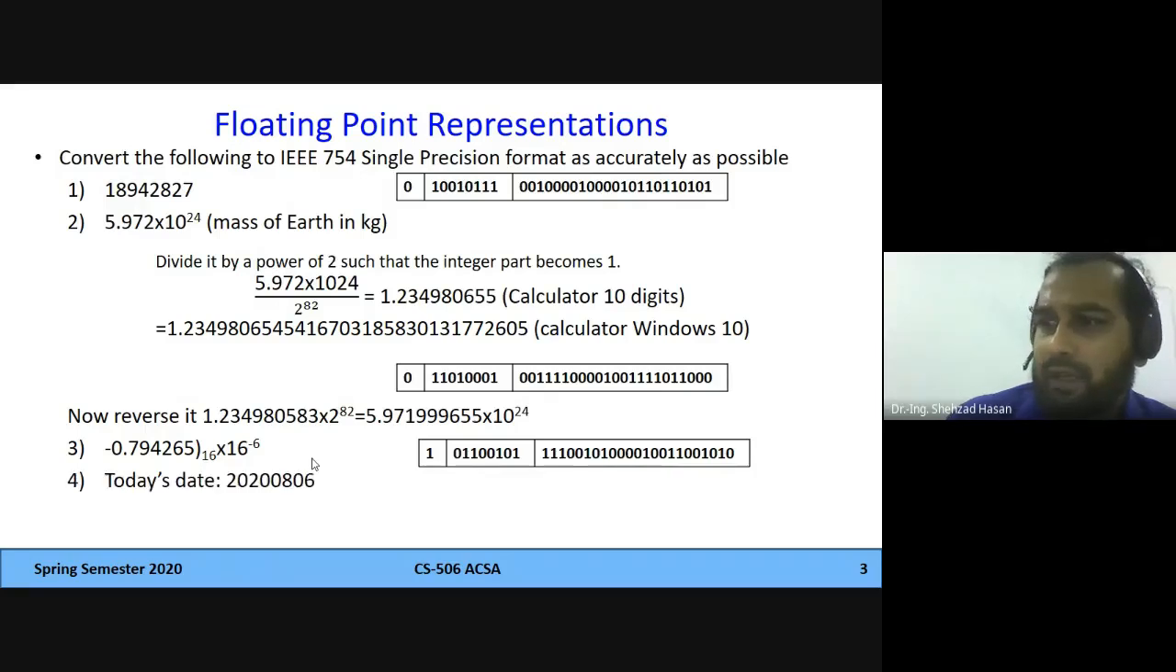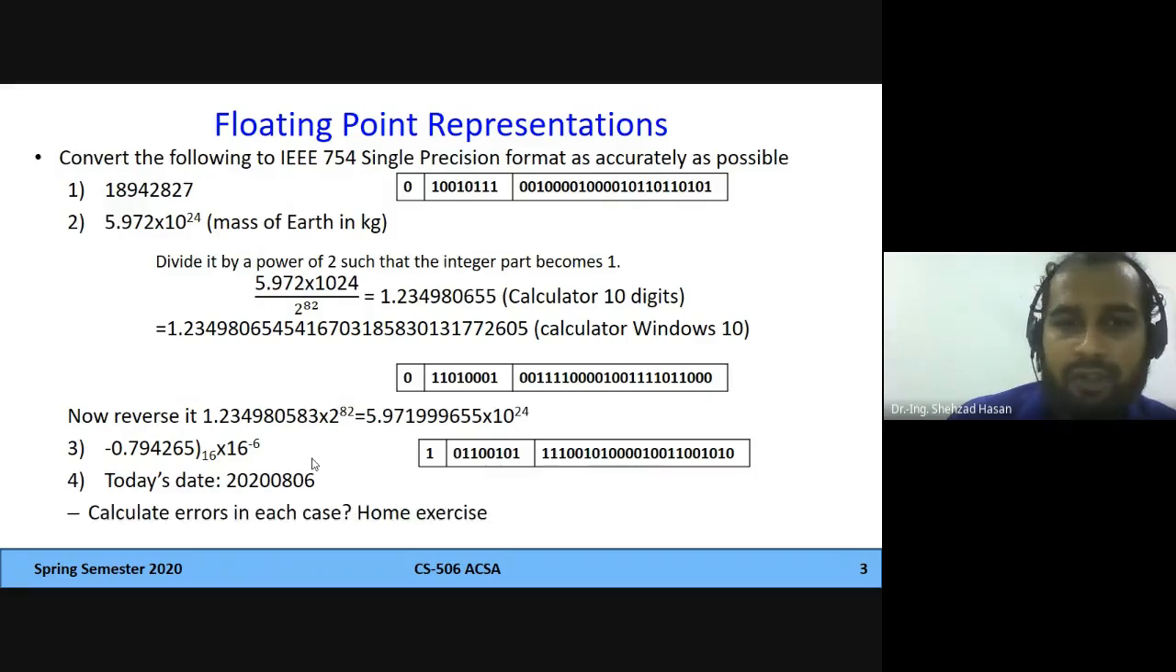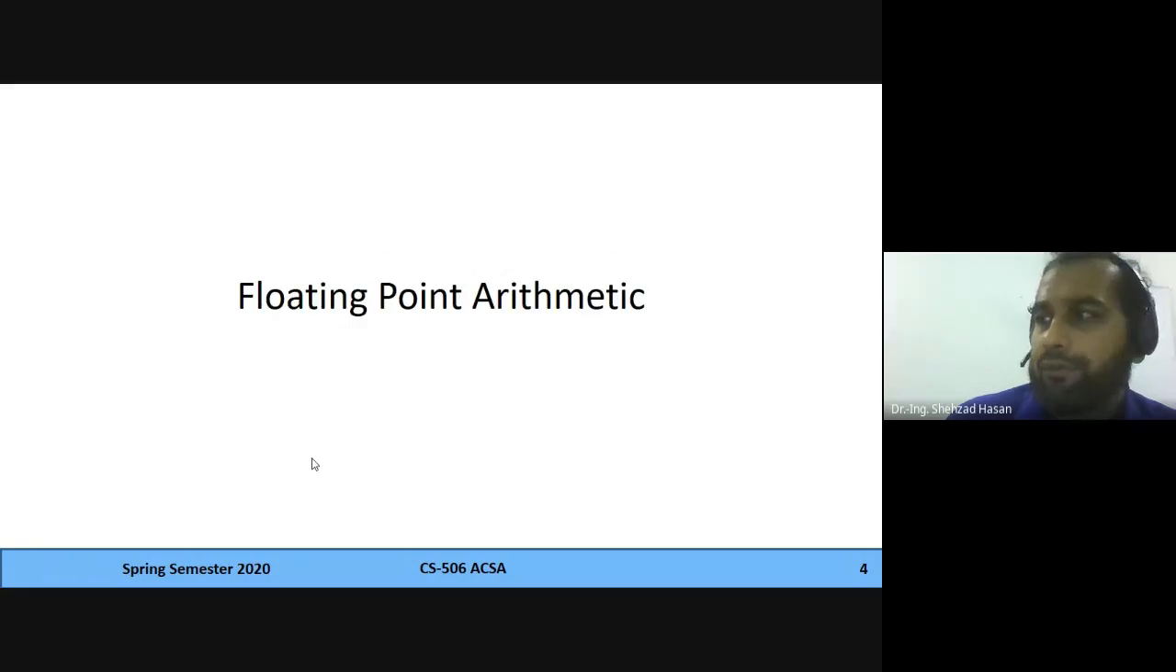That was last week's date, so it was 6th August 2020. And this is your home exercise. You should do that yourself, and you can also calculate the errors in each case. As I've mentioned, the error is not the difference in the value stored, but the difference divided by the actual value, and that error is always going to be less than 10 raised to power minus 24.